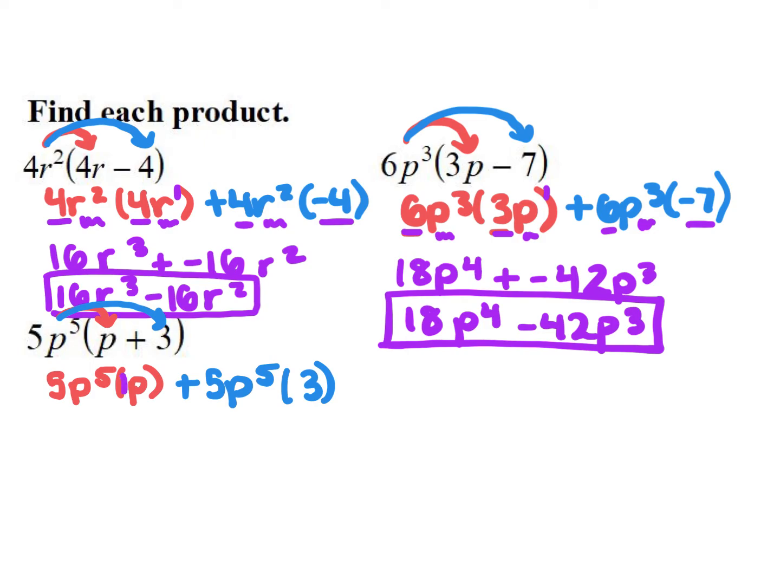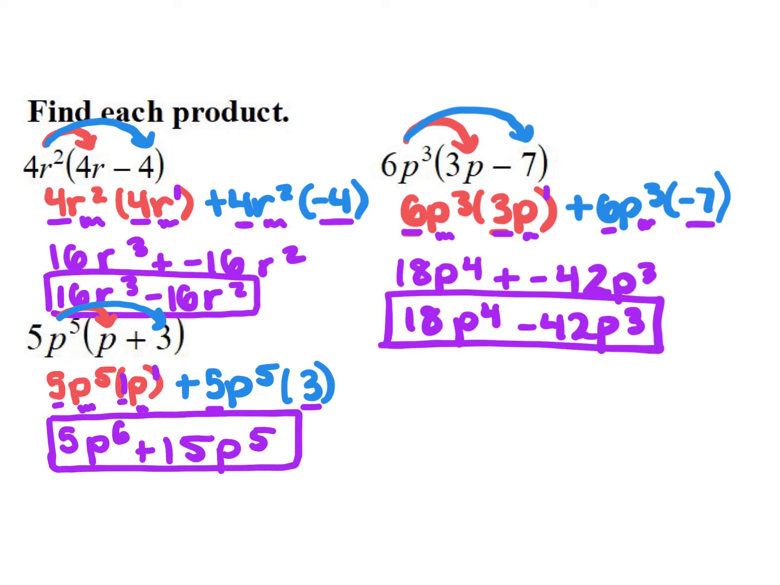Now when I simplify, this is really a 1p. So 5 times 1 gives you 5, and p times p, which is really p to the first, the 5 and 1p combine to be 6p's. So it's p to the 6. For the next one, I multiply the 5 and the 3, so it becomes plus 15, and I just have the p to the fifth attached.